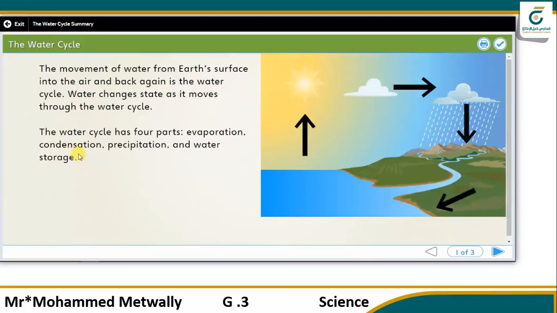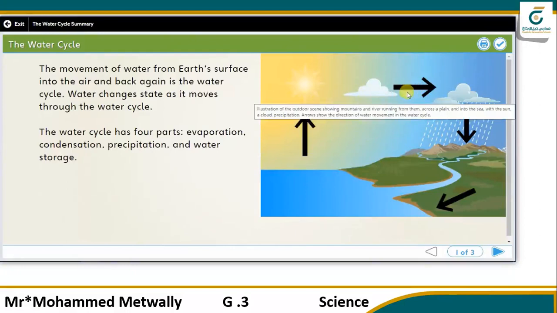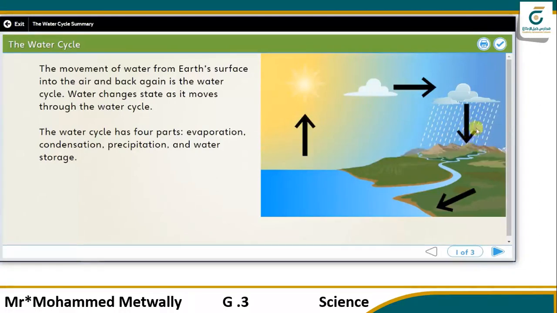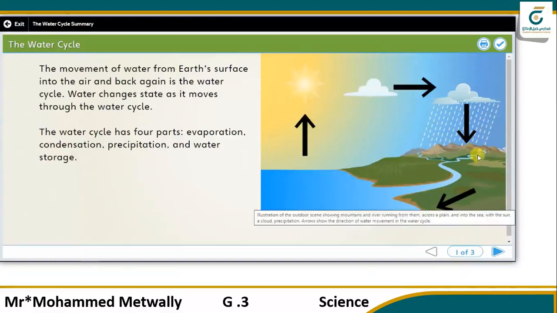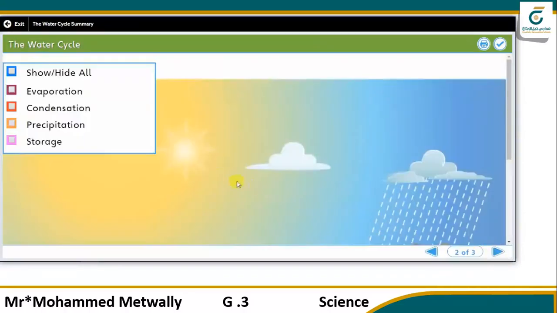Then condensation. Condensation is when the vapor of the water goes up to the clouds and is condensed to stay for a while. After that it will be precipitated. The arrow here looks downward to the ground to represent precipitation. Then the rain falls onto the earth and goes directly into the soil and can be stored inside a river or lake. Here are the 4 parts of the water cycle and their full definitions.